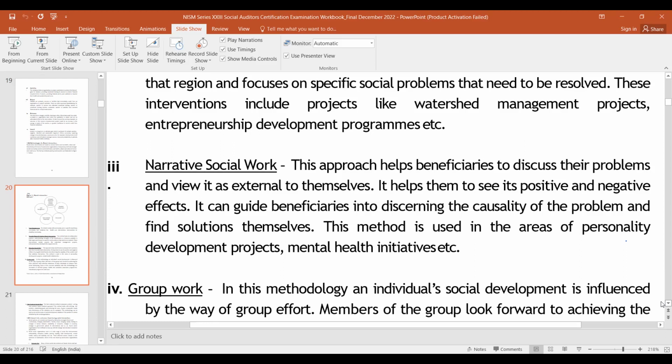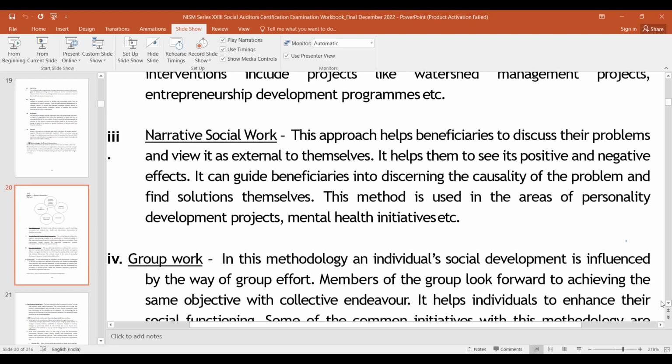We are addicted to various social evils. So you can help them to see the positive and negative effects. So you will be able to guide them into discerning the causality of the problem, what is the cause, and you find solutions yourself. So this method is used in the area of personality development projects, mental health initiatives, etc.